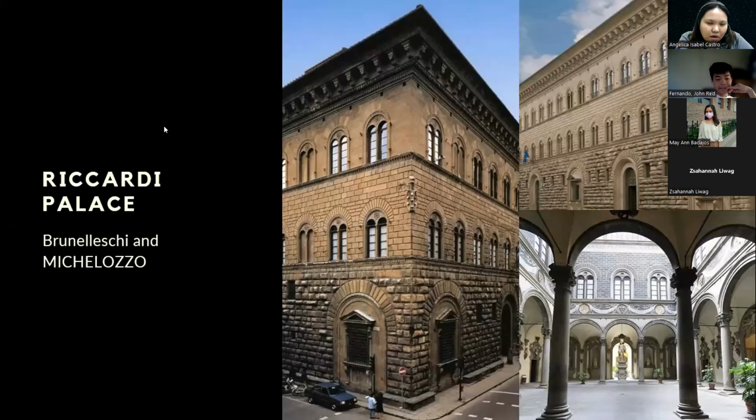Another structure by Brunelleschi and his apprentice. He is not credited. Most sources would tell you that Riccardi Palace was designed by Brunelleschi. They forget Michelozzo, who is his apprentice. So Riccardi Palace was named after, what's his name? Medici Riccardi. This is the family that owns this place. So this is an example of your early Renaissance structure.